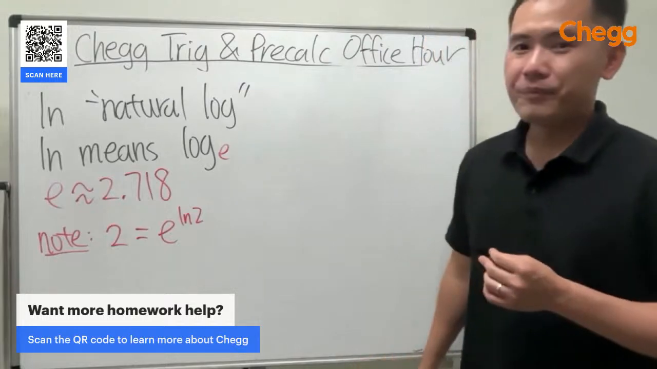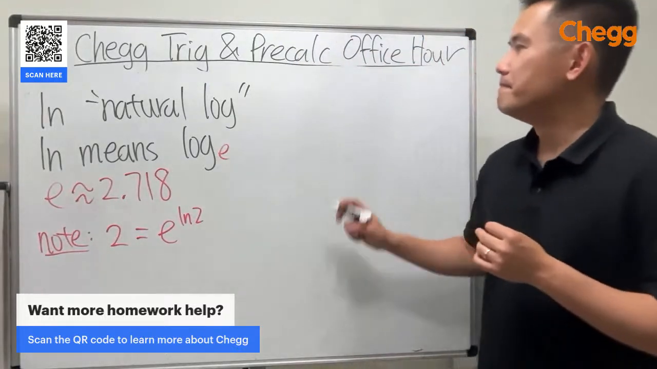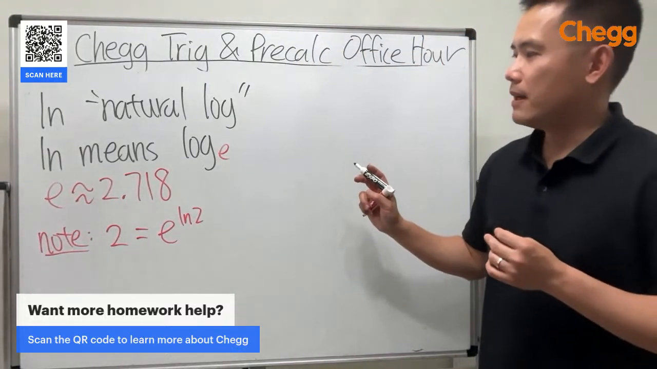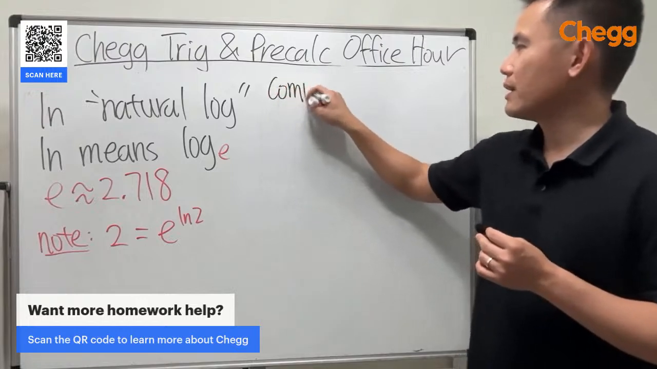But anyways, let me see how much time we have. That was 7 minutes. One of the things that you can do is, here's the compound interest formula.